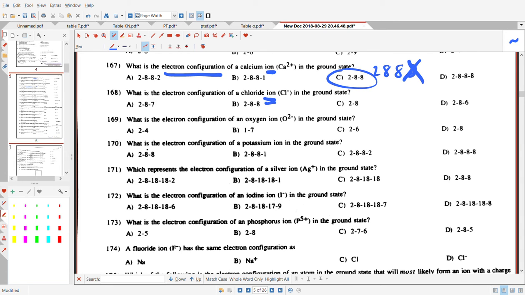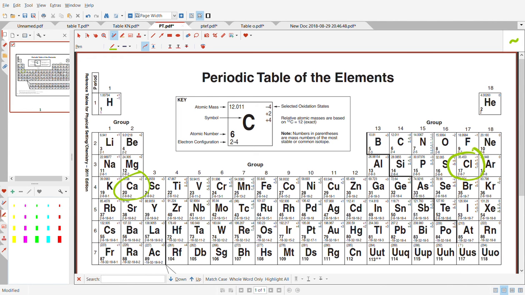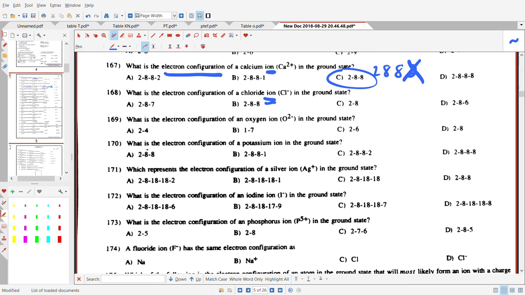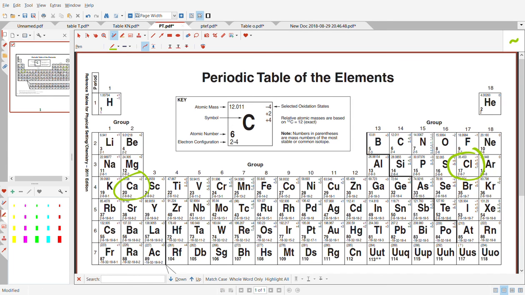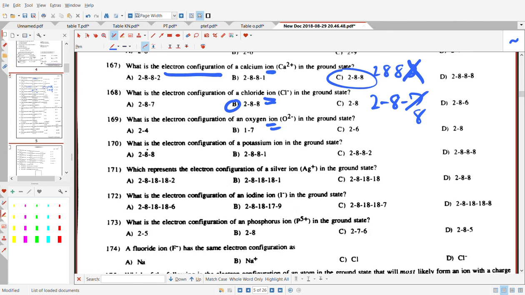Next one says chloride ion. I'm going to look up chlorine first. Chlorine is right over here, 2-8-7. So if it was ground state, it would be 2-8-7, but the minus there means it gained 1, so it becomes 2-8-8. Same thing here, it says oxygen ion, so I'm going to look up oxygen. Oxygen is 2-6. So instead of 2-6, it gained 2, so it becomes 2-8, and there it is.